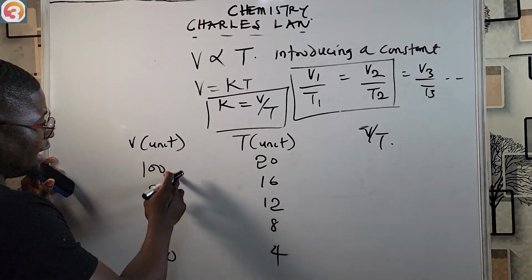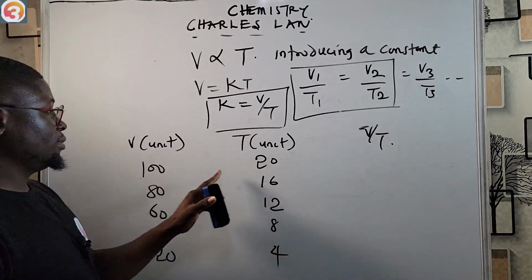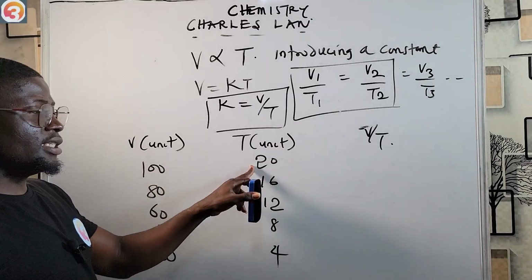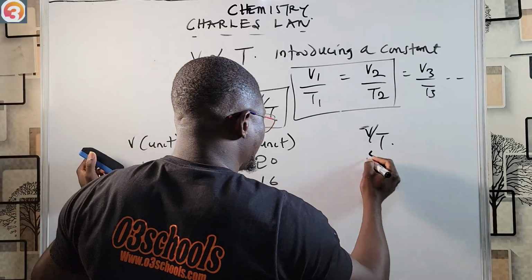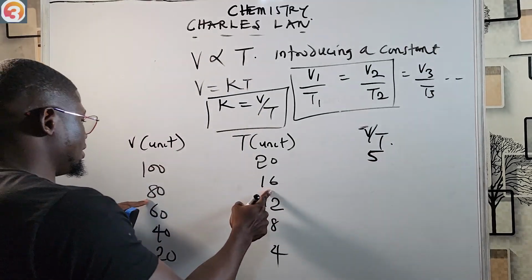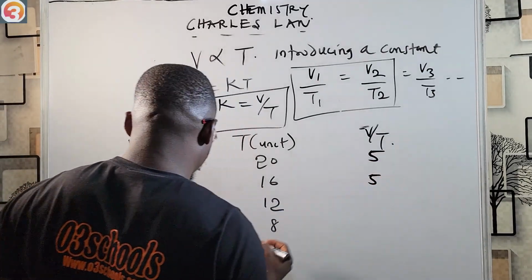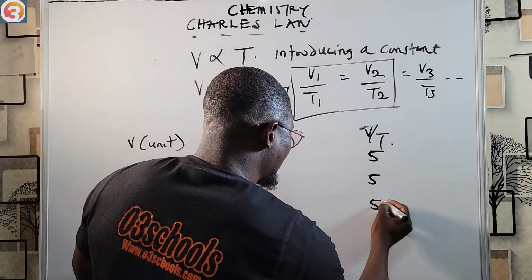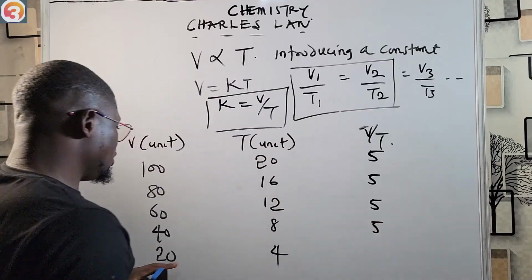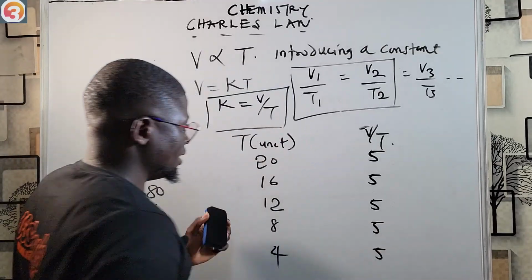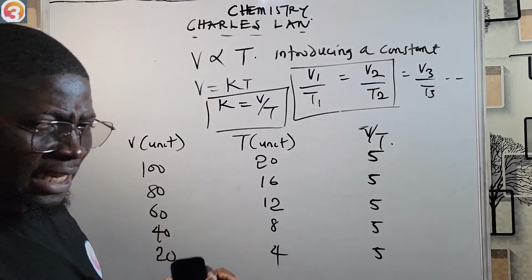So now if you see here, V is 100, T is 20. That means V over T will be what? 100 over 20. This will be 5. 80 over 16 is 5. 60 over 12 is 5. That is V over T. 40 over 8 is 5. 20 over 4 is also what? 5. Now, two things are clear here.